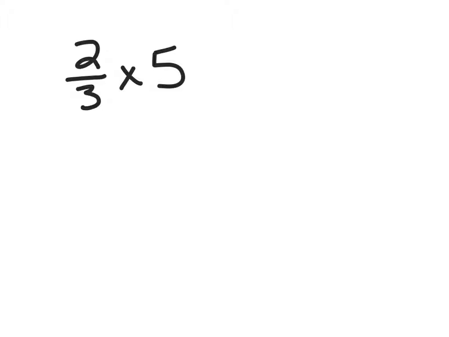And here we go, my friends. Alrighty, so we've got 2/3 times 5. We're going to do the algorithm first. So I will rewrite this as 2/3 times 5 over 1.